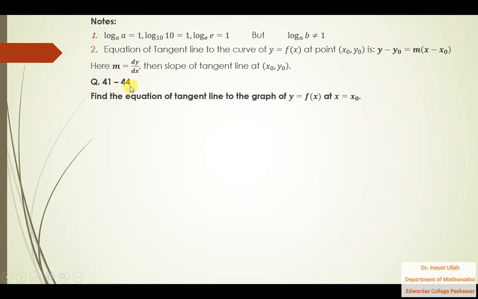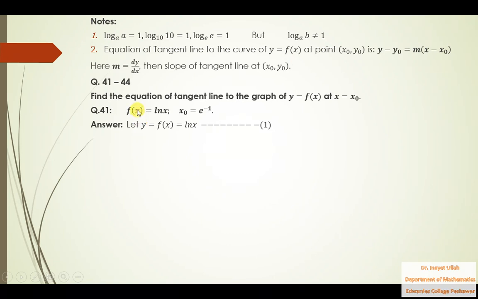So question number 41 through 44, we are asked to find the equation of tangent line to the graph of a function at a certain value of x naught. Question number 41, the function is given to you which is log of x, and the value of x naught is given to you which is e power minus 1. So you see that x naught is given to you, y naught is not given to you. So first of all we need to find y naught. Let us denote f of x by y, because we know that y is the function of x.